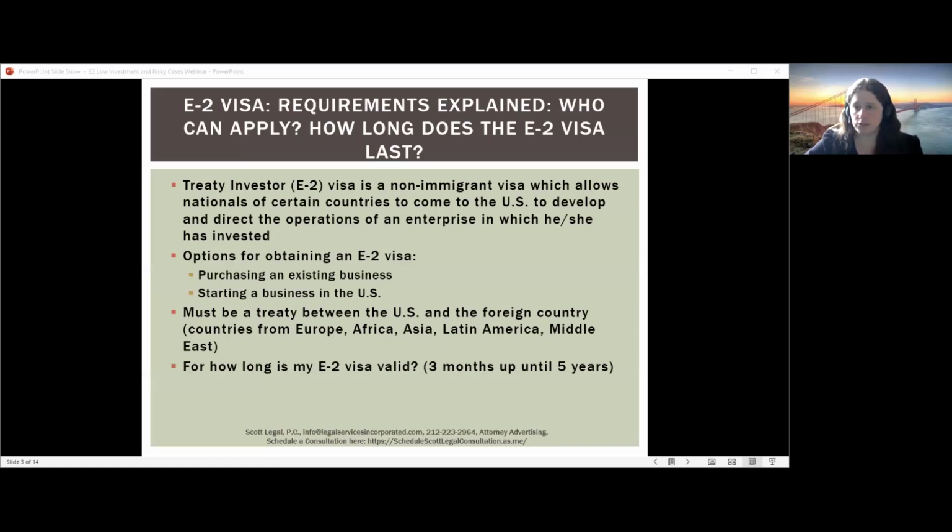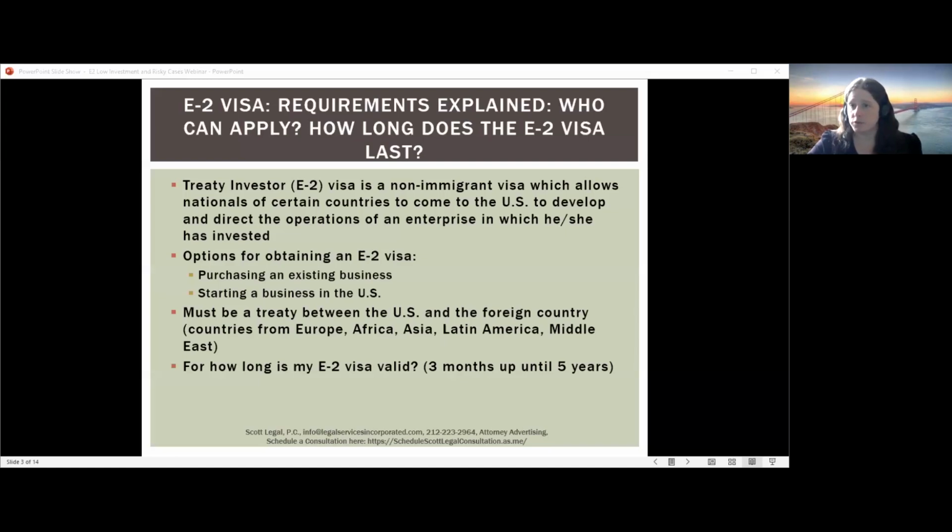So there are some visas that are only issued for 3 months. For example, for nationals of Bangladesh or Egypt, your E2 visa is issued for 3 months only. However, when you enter the U.S., you can be granted 2 years in E2 status. There are other countries, for example, the United Kingdom and also Canada, where the visa can be granted for 5 years.